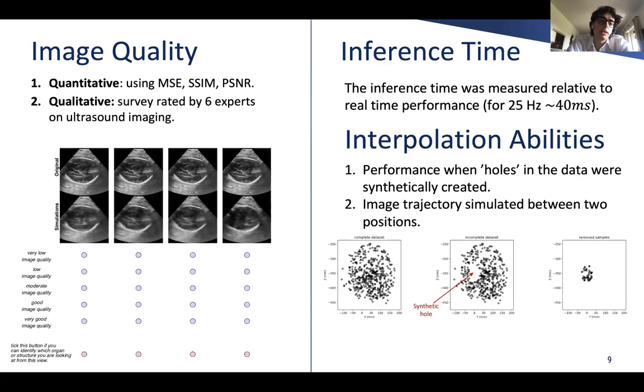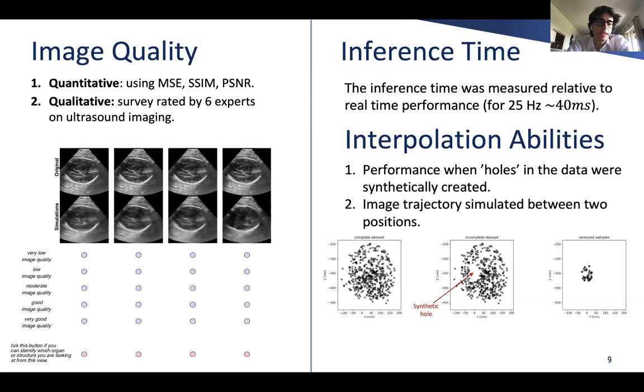We can see on the bottom left an example of a survey question where the user had to rate 4 simulated images, 1 for each model, on a quality scale ranging from very low image quality to very good image quality. Note that an instruction page was given with many examples of images produced with each quality score, so that the user could familiarize themselves with the 5-point quality scale.